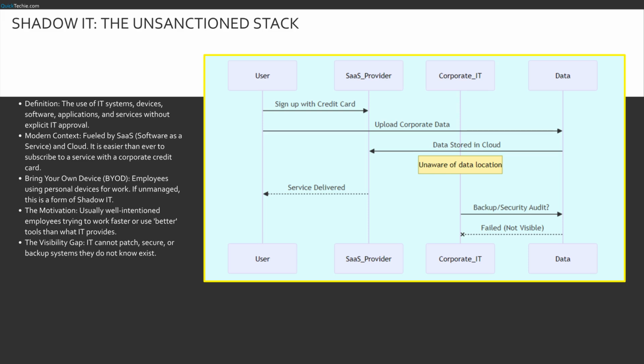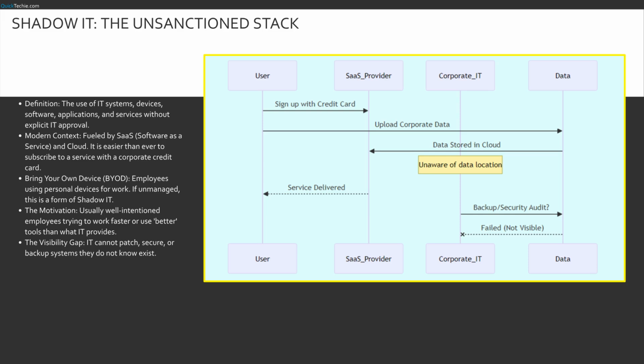Moving from spreadsheets to shadow IT. This is the use of unapproved devices or services. In the past, this meant bringing a rogue Wi-Fi router to work. Today, it mostly means SaaS. A marketing manager signs up for a cloud-based CRM using a corporate credit card because the approved CRM is too hard to use. This creates the visibility gap.